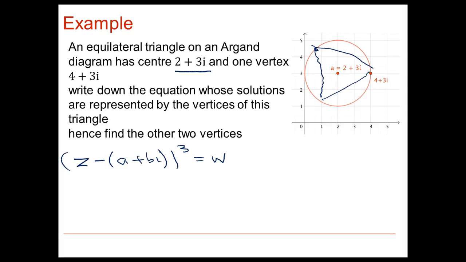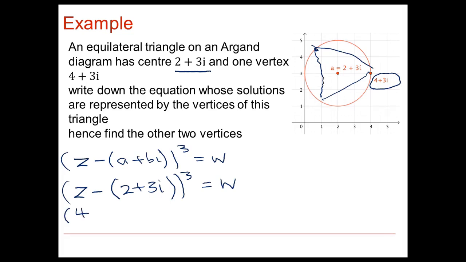Because we know the centre, we can therefore write down z minus (2 plus 3i) cubed equals w, and we just need to identify w. Well, we know that we have one root, the 4 plus 3i. So let's substitute that in to find w.